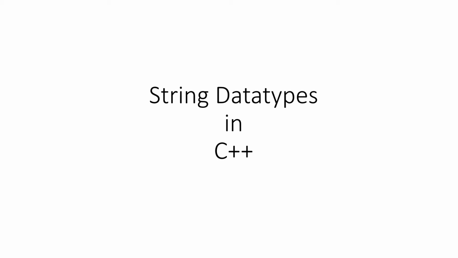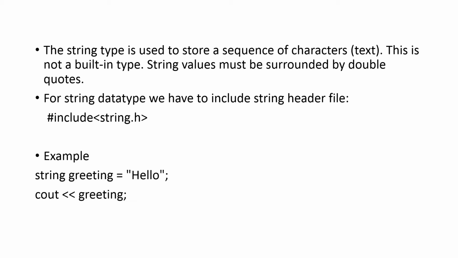Learn what is string data type in C++. Different data types we know in C++, right? They include integer, character, float, double, void, and all. Now we are going to see what is string data type.